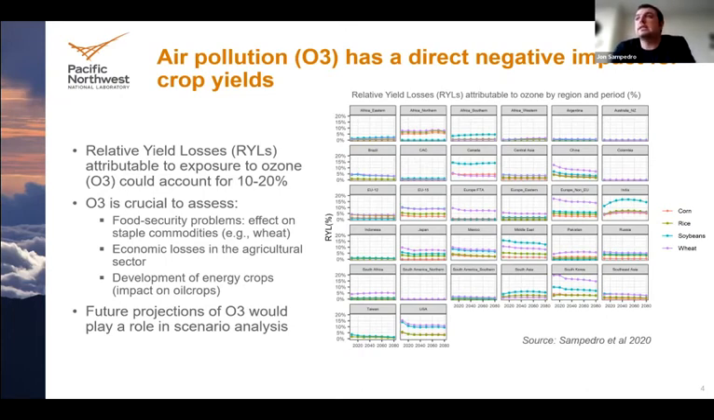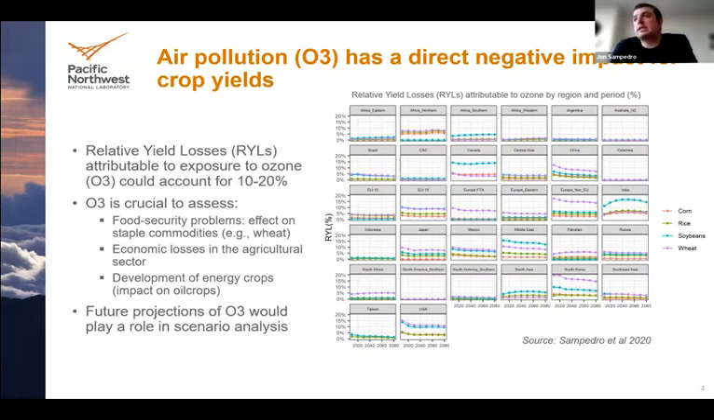So we thought that these numbers are especially important for addressing some of the most pressing problems currently. For example, this is going to have an impact on food security problems, because we can see that ozone is going to be harmful for some staple commodities like wheat that are basic for human nutrition. Also, in terms of economic losses, these relative yield losses are going to have an impact on the agricultural sector and overall an economy-wide impact.